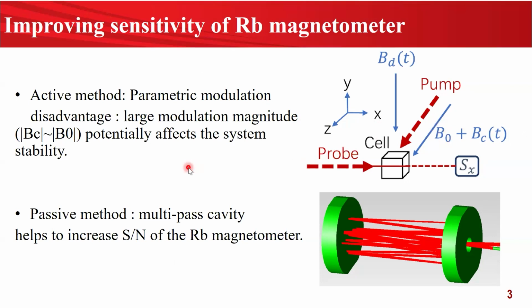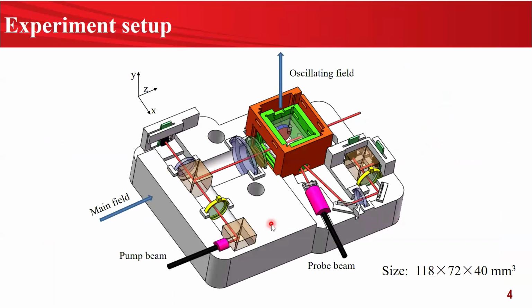So here we use a passive method where a multipass cavity is used, as shown here, to increase the signal to noise ratio of the rubidium magnetometer. And here is the sensor setup. The main magnetic field is 160 milligauss in the z direction, and the xenon atoms are pumped and probed by the rubidium atoms and are continuously driven by the oscillating field in the y direction. And the size of the sensor is shown here.